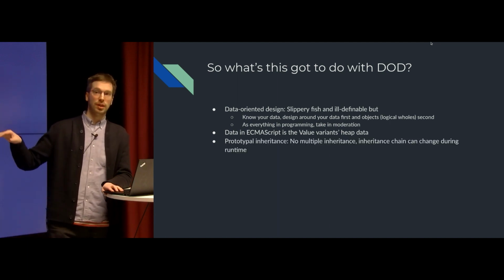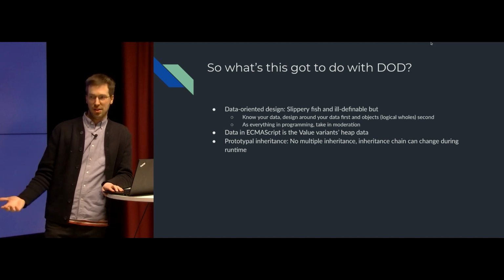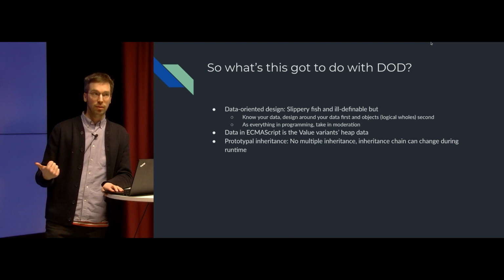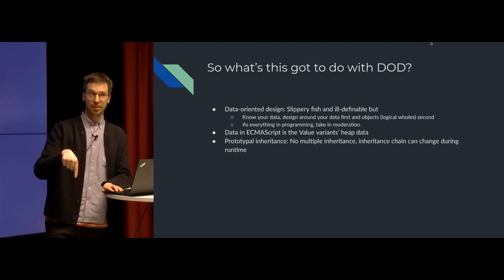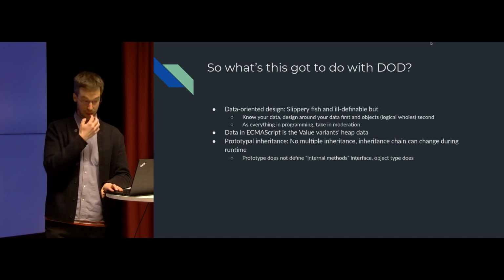There's prototypal inheritance in ECMAScript. There's no multiple inheritance, but the inheritance chain can change during runtime in actually two different ways. Your object can change its prototype at will, but also somebody can go change the prototypes that you are inheriting at any time. So your virtual methods can become some other methods randomly, or you can get more virtual methods suddenly.